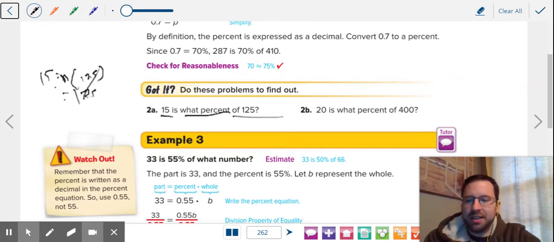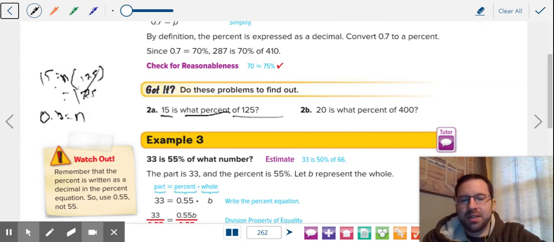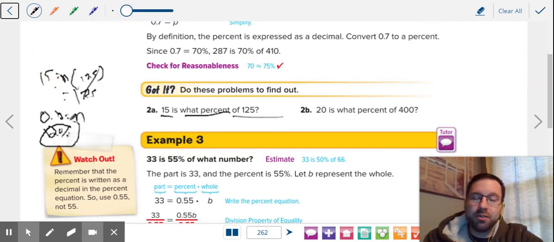Now notice you're going to get a decimal, 0.12. That's the decimal form of our percent. We don't want that. We want to take it times 100, which gives you 12%. Anytime you turn a decimal into a percent, you can do times 100, or a shortcut is to move the decimal twice to the right.